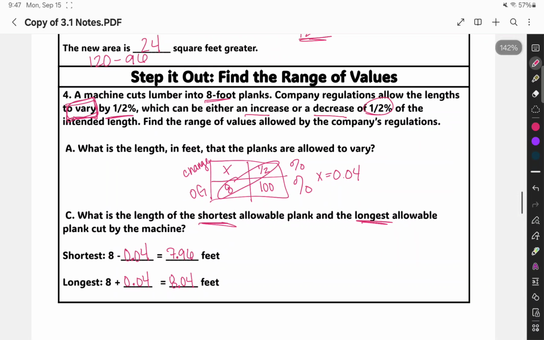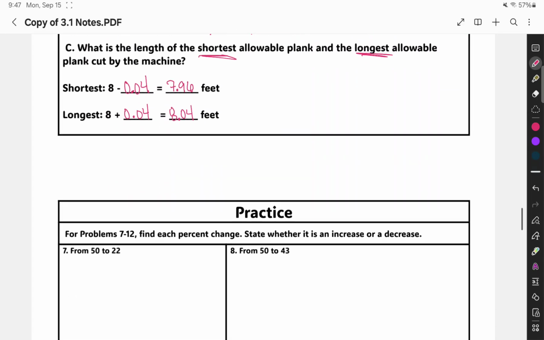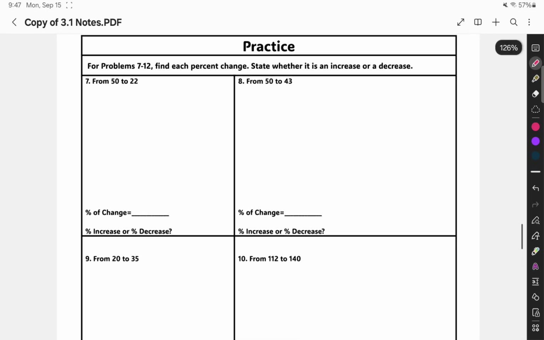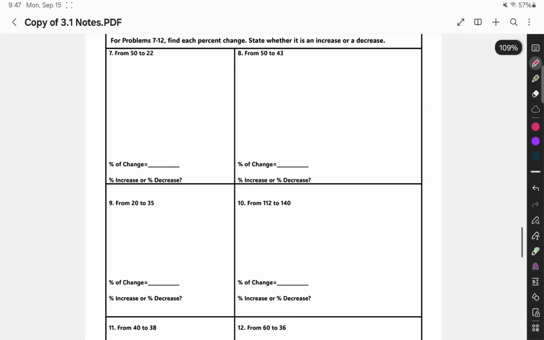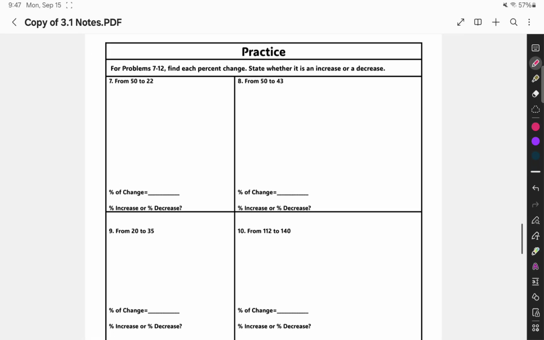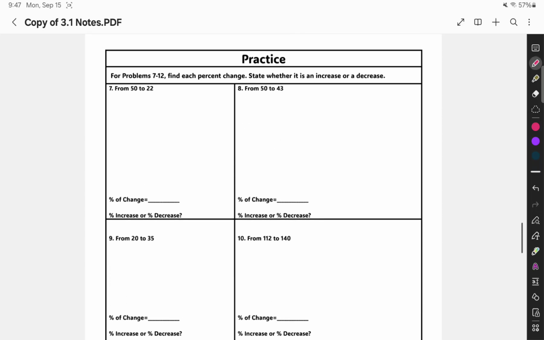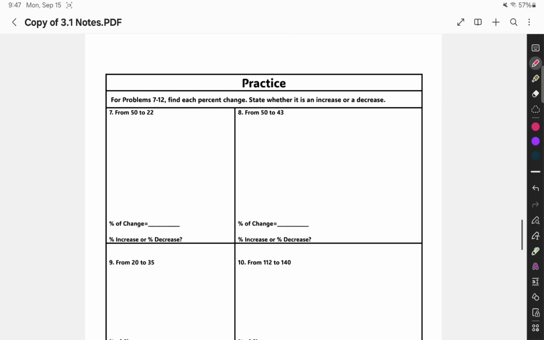And you're going to have a couple of these on your homework, in your 3.1 homework. Alright, so now what I want you to do is take a second and practice on your own problems 7 through 12, in which you are creating percent of change boxes and finding percent of change. And then I want you to come back and check your work.